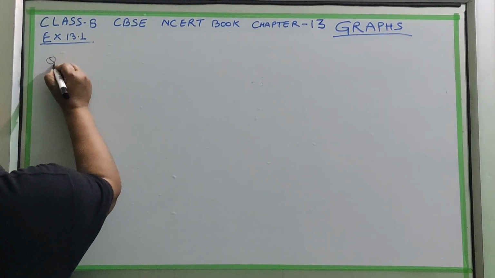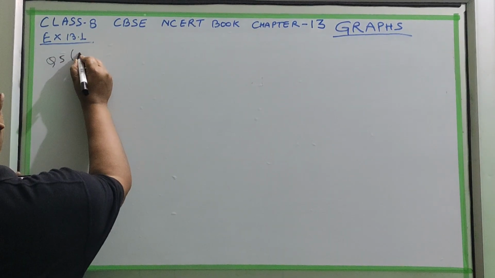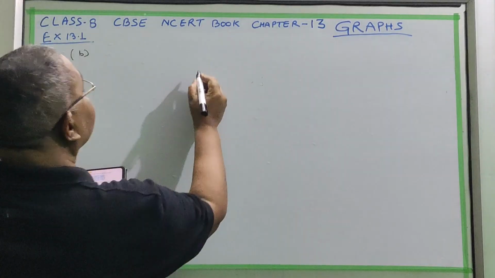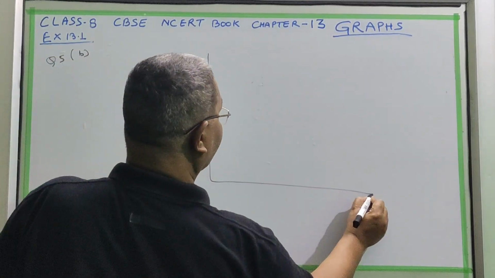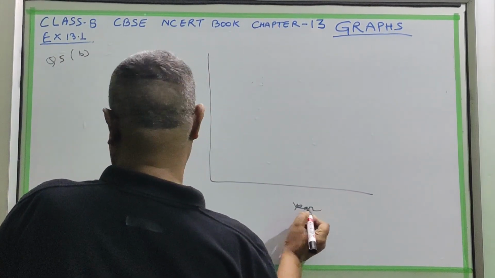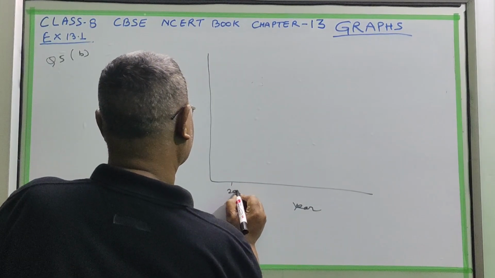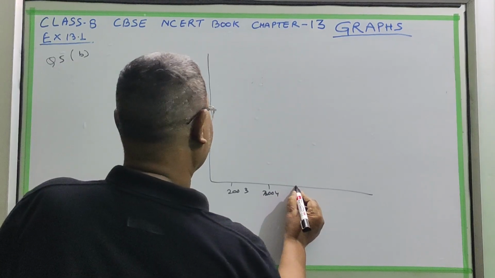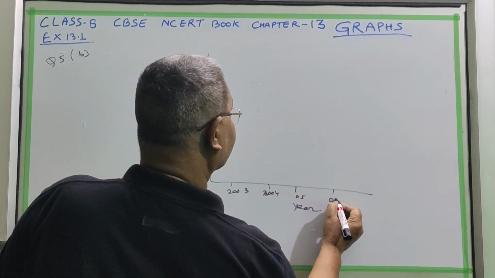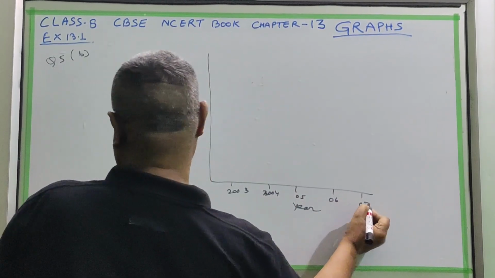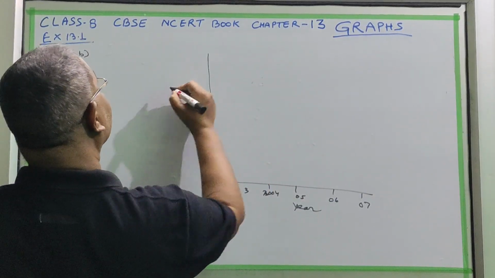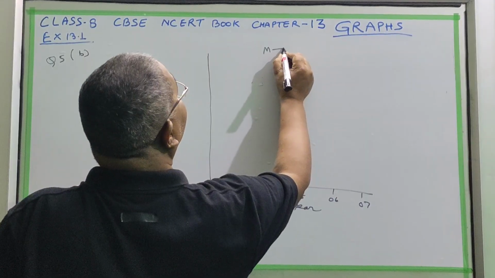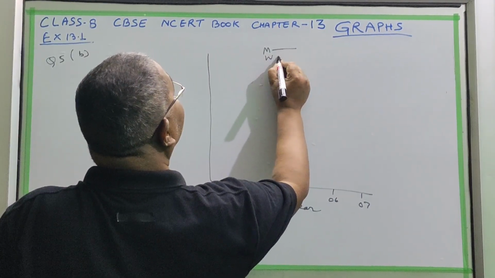Now question number 5 and sub question 2B we are taking. Okay, so here you have to give the years: 2003, 2004, 05, 06 and 07. And here you have to give man also. For man you use this straight line, and for woman you use dotted line.